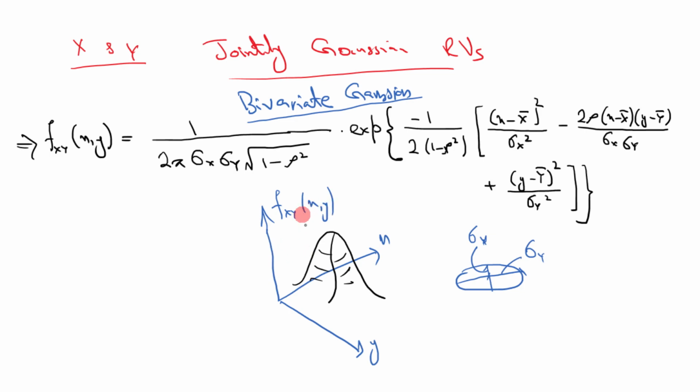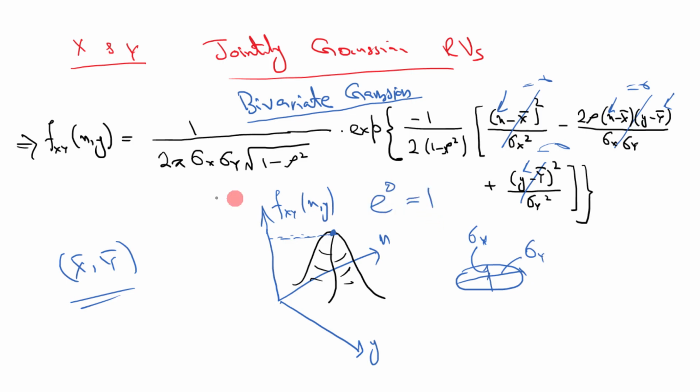Moreover, the maximum of this curve will appear at x bar and y bar. If you put the value of x bar in x here and y bar in y here, you will get the maximum magnitude of this joint Gaussian density function. As is clear, when you put x bar here, this term will be 0, and when you put x bar and y bar here, this term will also be 0, and when you put y bar here, this term will also be 0. So this whole exponent will be e raised to power 0, which is equal to 1.